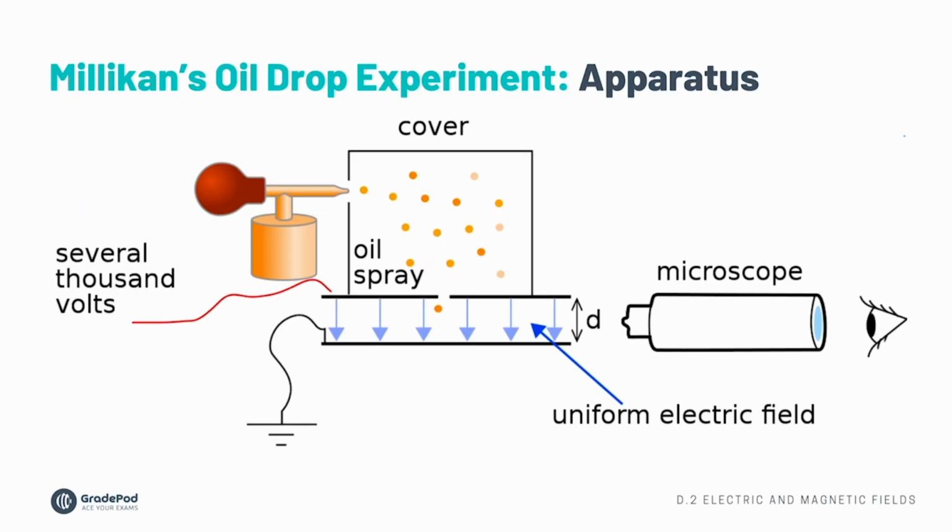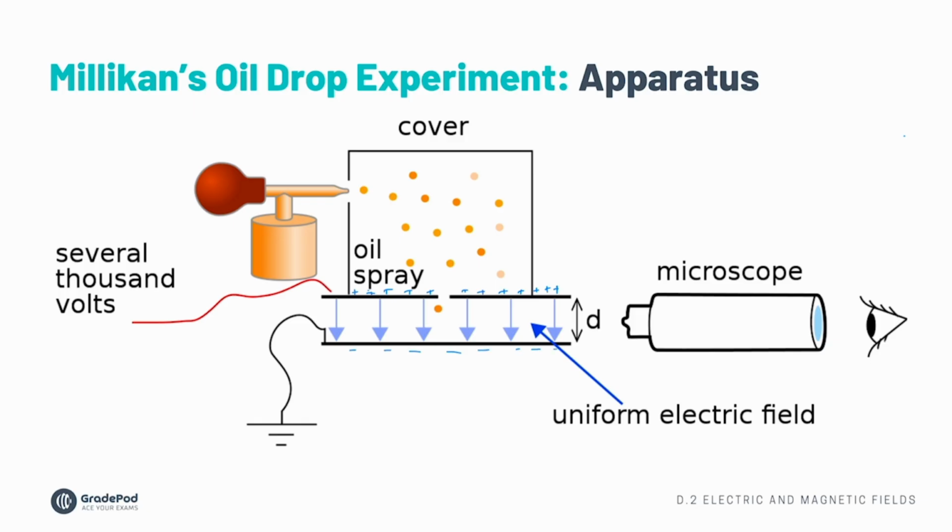Here's the apparatus. What we've got is an oil spray being put into a cover. Then there's a tiny little gap. Can you see this gap here? That tiny little gap allows the oil spray, or the tiny droplets of the oil spray, to head into a uniform electric field. And the uniform electric field is between these two large black lines. We can see that it's going from positive to negative, so the positive plate is up here because the blue lines are the electric field lines, and the negative plate is down here.